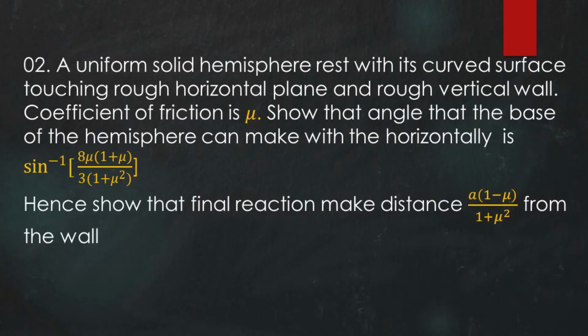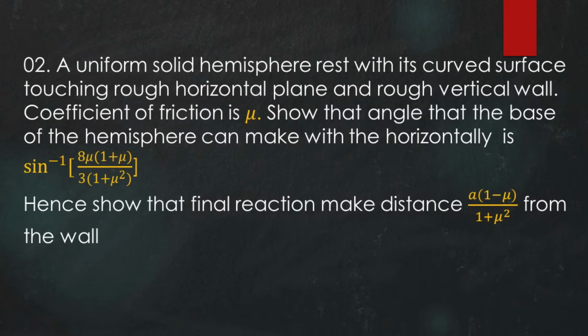Okay, children, so let's move to the second example. A uniform solid hemisphere rests with its curved surface touching a rough horizontal plane and a rough vertical wall. Coefficient of friction is mu. Show that the angle that the base of the hemisphere makes with the horizontal is sine inverse of 8 mu into 1 plus mu over 3 into 1 plus mu squared. Hence show that the total reaction passes a distance from the wall, right? So first of all we just need to find the angle.